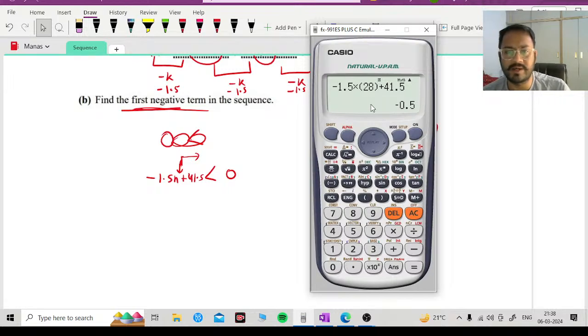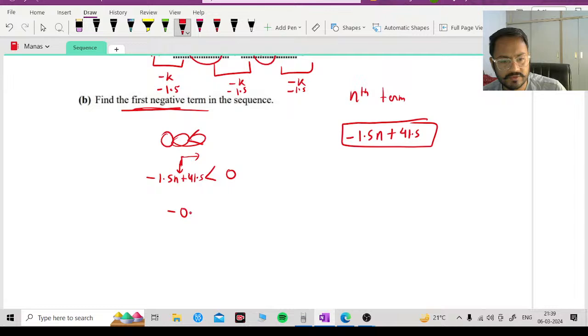So if I put 27, I'll get the positive value, but if I put 28, I will get the negative value. So the 28th term will be minus 0.5. To confirm, let's put 27 also once. If I put 27, it will be a positive value. We want the first negative value, so the answer will be 28. So that is how we got minus 0.5. Our first negative term will be minus 0.5, that is the 28th term, right?